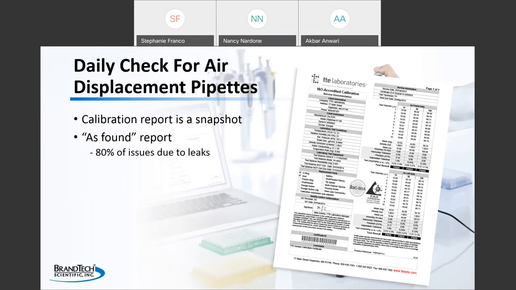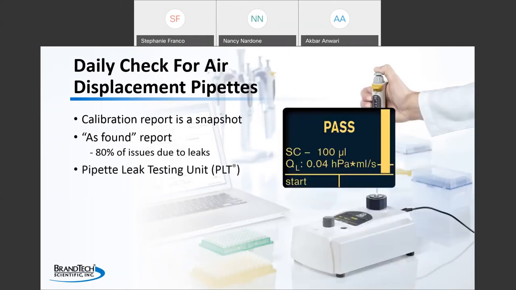So a useful tool that can be used with pipettes between scheduled calibrations is the Brand Pipette Leak Testing Unit, or PLT. As the name implies, the PLT tests for leaks in a pipette. Now, the PLT is not a substitute for gravimetric testing. It's simply a tool to be used between calibrations for quick checks.